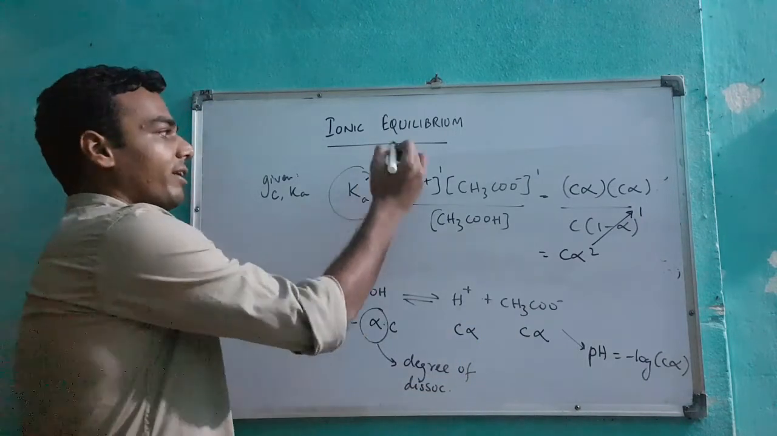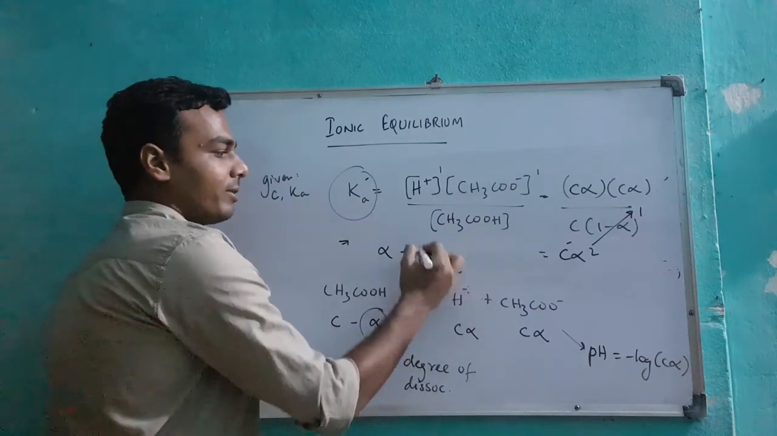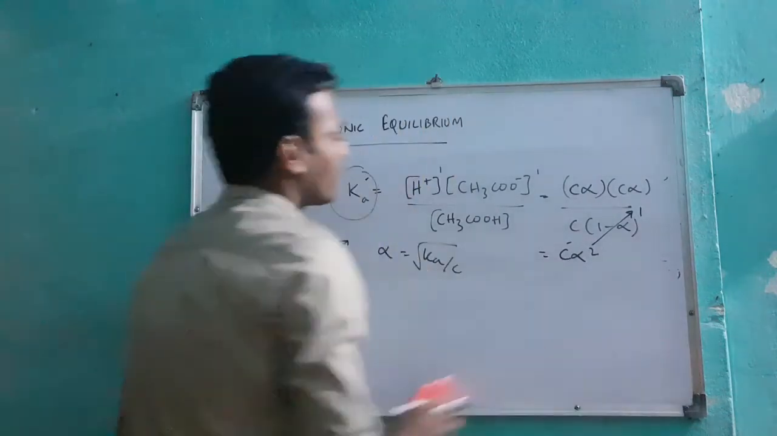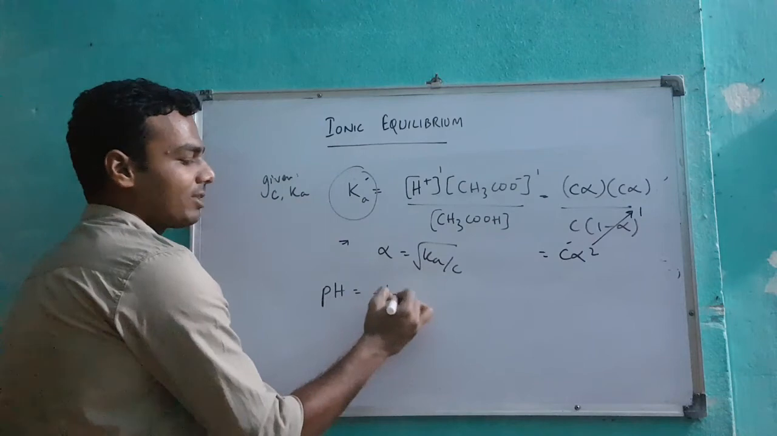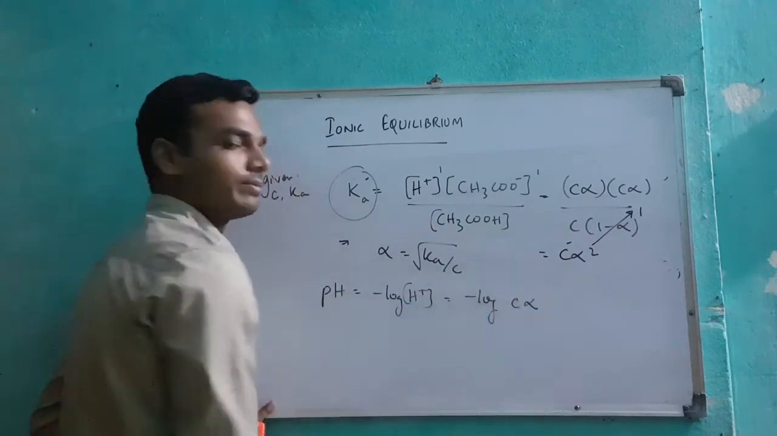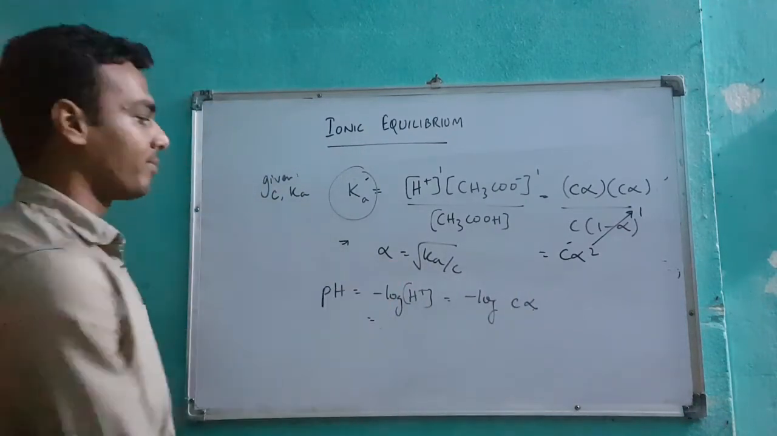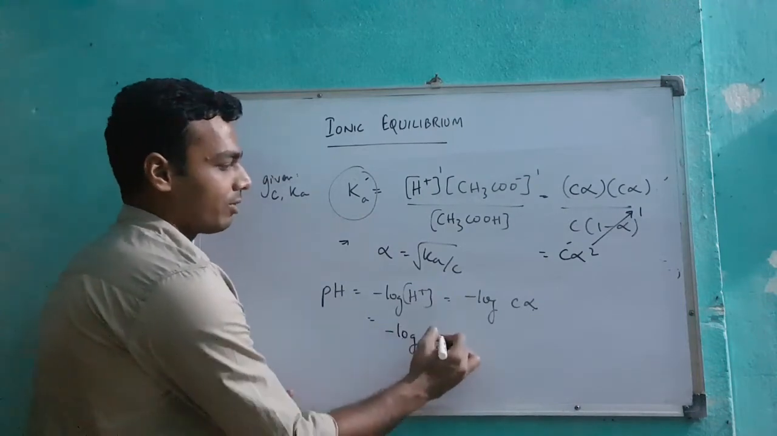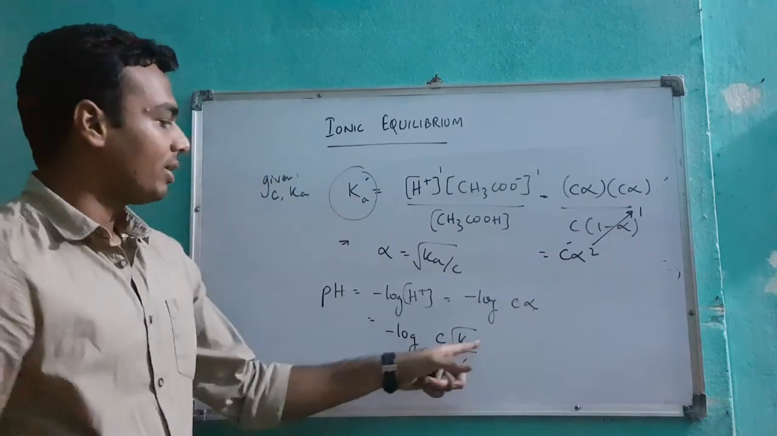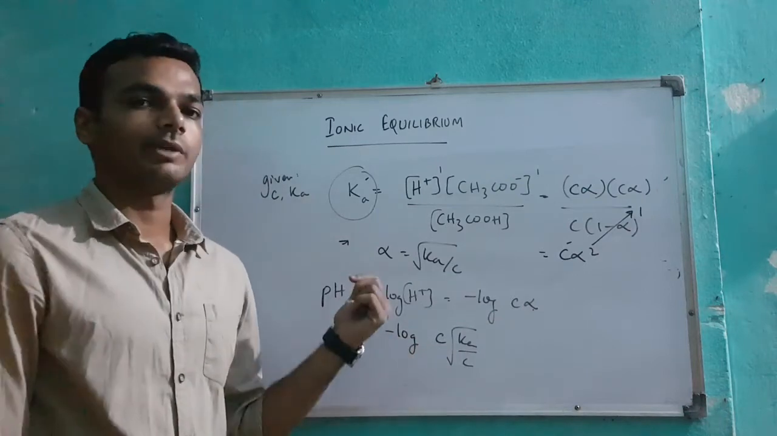Now, we know the value of K, we know the value of C. So what we obtain from here is alpha equal to root under K by C. Now, I can easily obtain my pH, which I found out as minus log H plus. But from the reaction, the amount of H plus is C alpha. But what is alpha? Alpha is root under K by C. So my final equation will be minus log of C into root K by C. You have the value of K, you have the value of C. Put it here, operate the log function and you get the pH value.